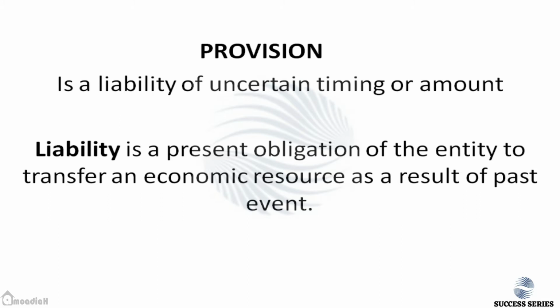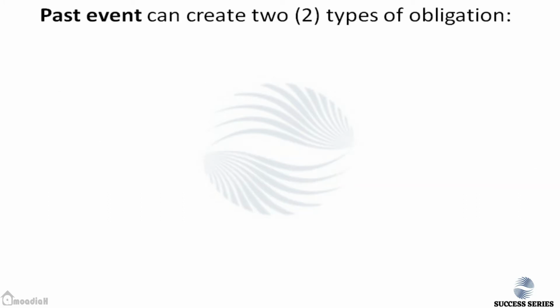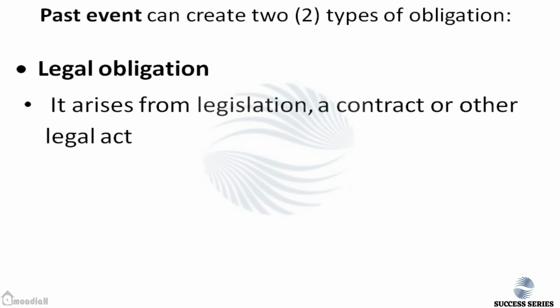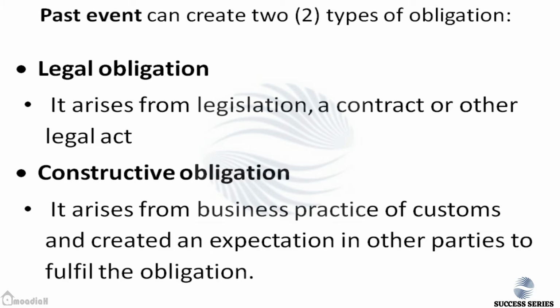Now, past events can create two types of obligation. We have the legal obligation and the constructive obligation. Legal obligation arises from legislation, a contract, or any other legal act. When we talk of constructive obligation, it arises from business practices or customs that have created an expectation in other parties to fulfill an obligation.